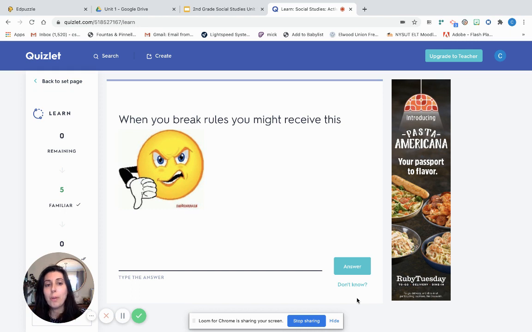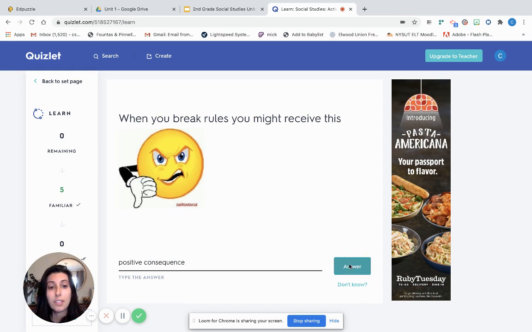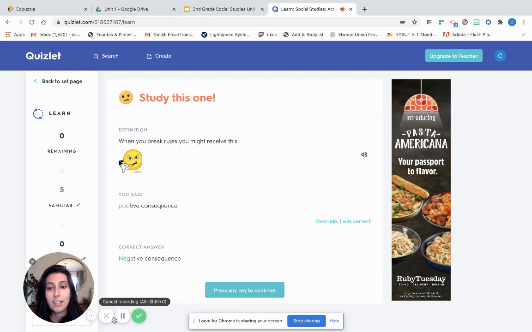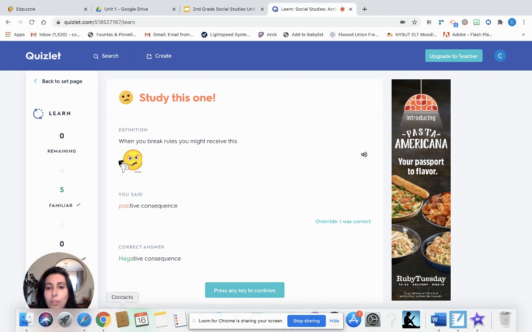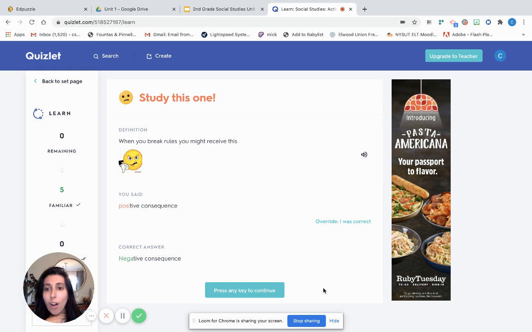When you break a rule, you might receive this. Do you think positive consequence? Let's see if that is right. Positive consequence. You click on answer. Oh no, we got that one wrong. It's not a positive consequence. A positive consequence is when you follow the rules. Let's see. It says correct answer, negative consequence.